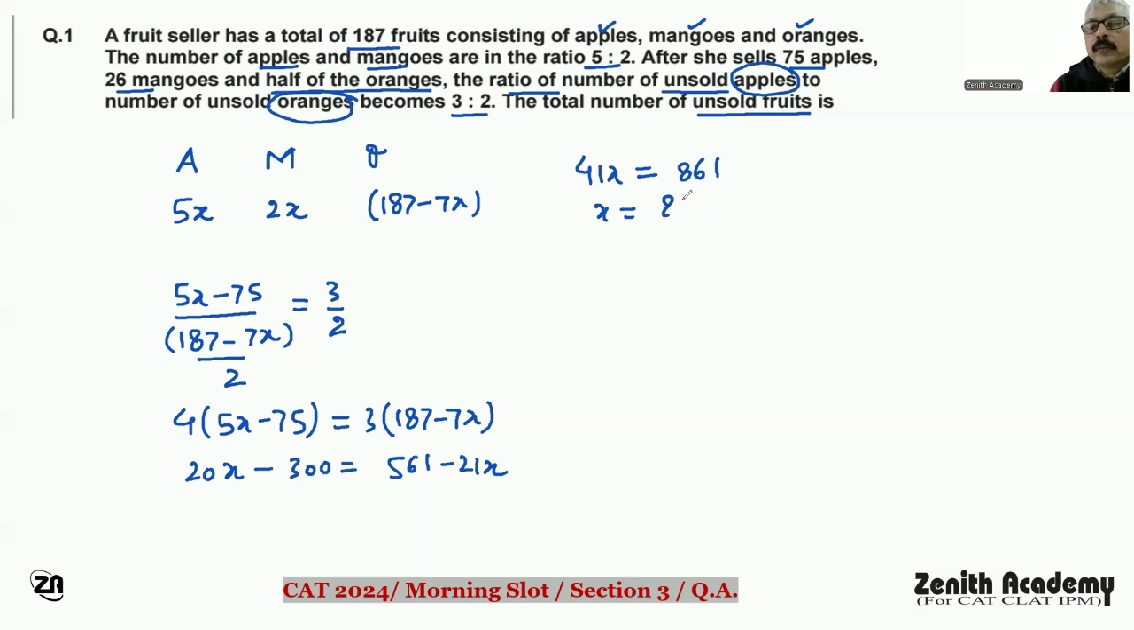So x is 861 by 41, 41 times 21 is 861. Okay. So x is 21.